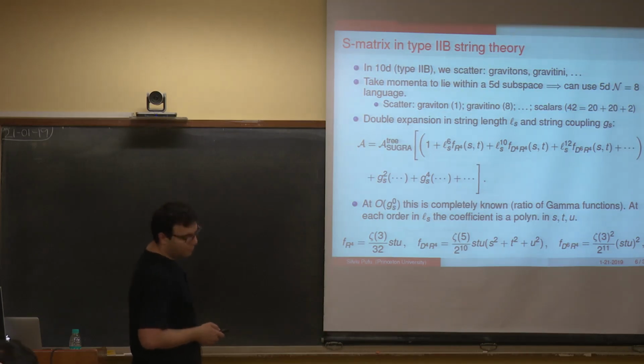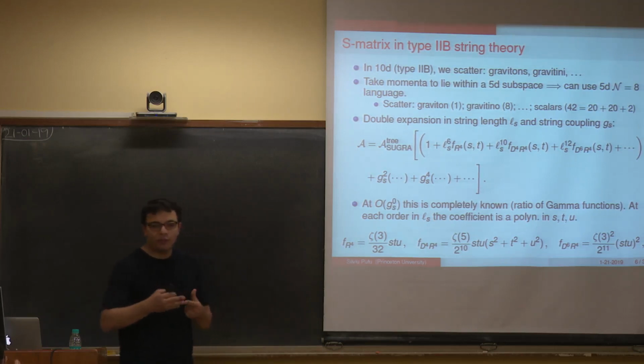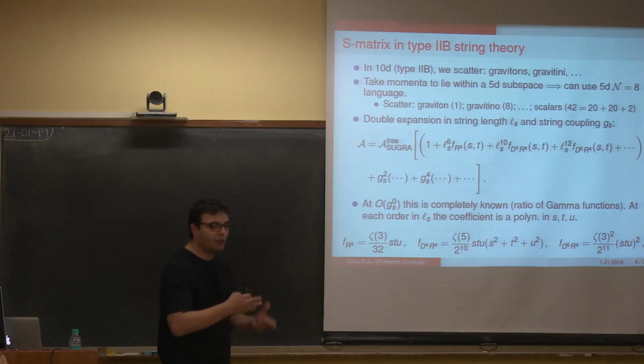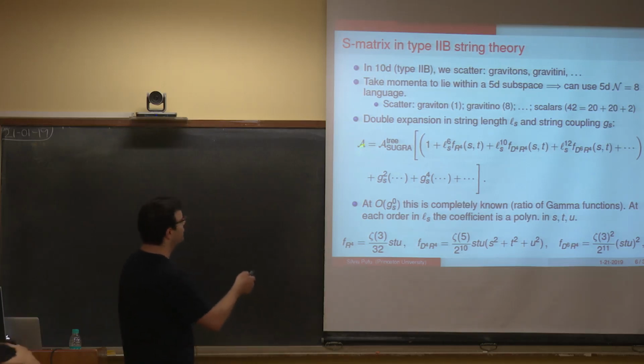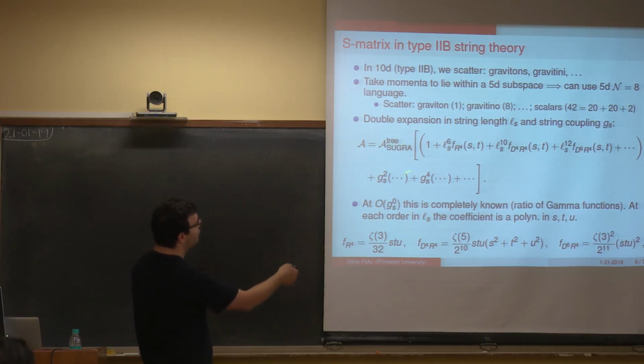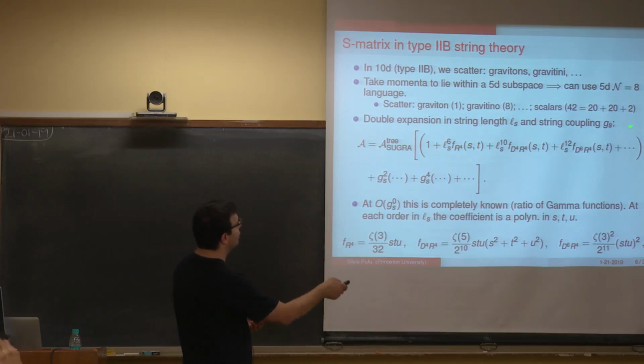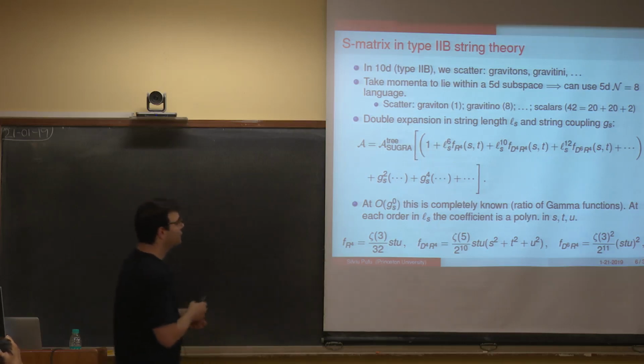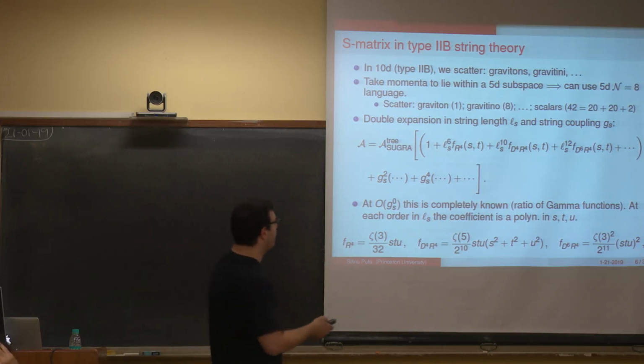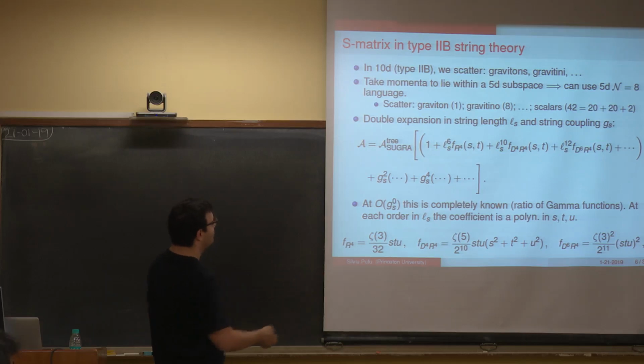And now the scattering amplitudes have an expansion with 2 parameters: the string length and the string coupling. It takes a similar form: the tree-level supergravity one times a function of S and T that's expanded both in l_s and g_s. The leading term, with the smallest power of g_s, g_s to the 0 in this parenthesis, is completely known. It's in Polchinski. It's a ratio of gamma functions. We could take that ratio of gamma functions and expand it in l_s if we wanted, and the coefficients will be polynomials in S and T.